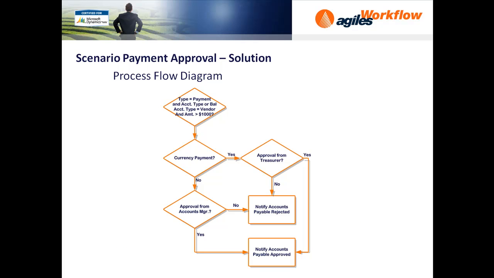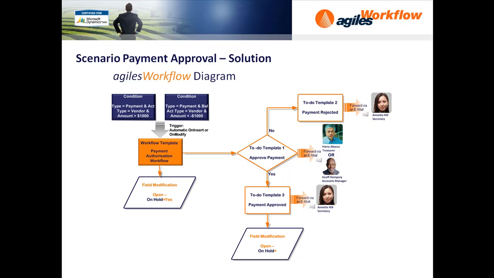The process flow diagram. If a payment journal is entered for more than $1,000, the first check is: is it a currency payment? If it is a currency payment, it is directed to the treasurer for approval. If it isn't a currency payment, it is a local payment, then it is directed to the account manager for approval. If either of these two people reject the payment, then the accounts are notified of this rejection. If they approve the payment, then accounts are notified of the approval.